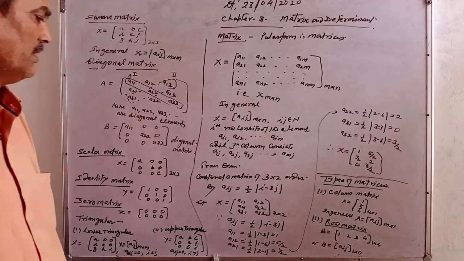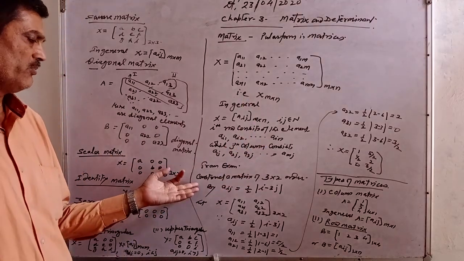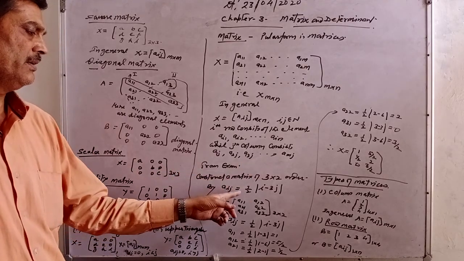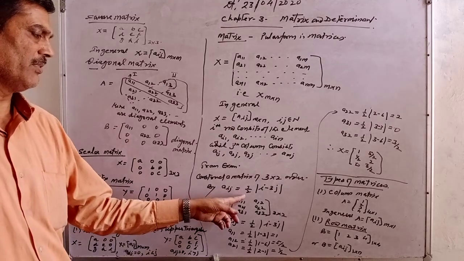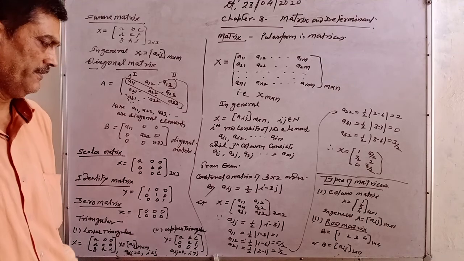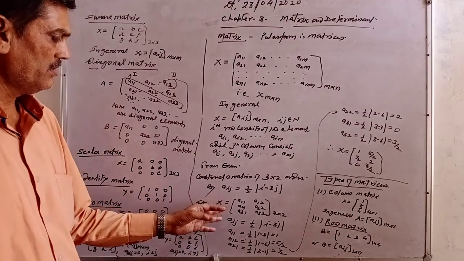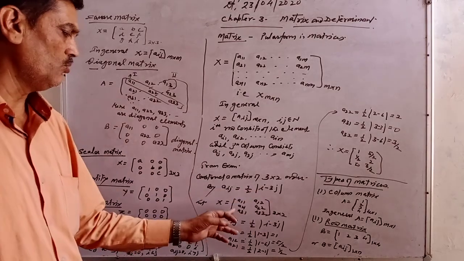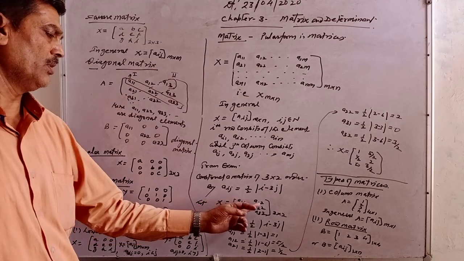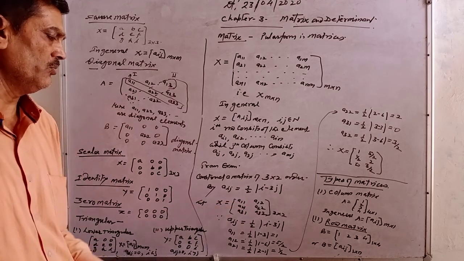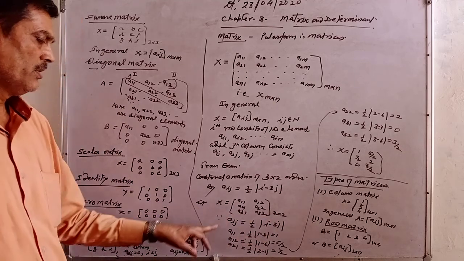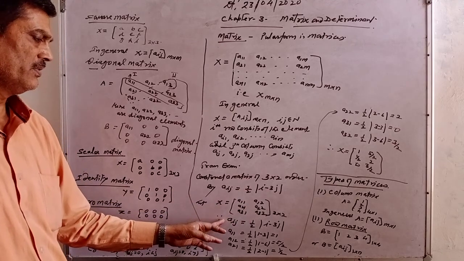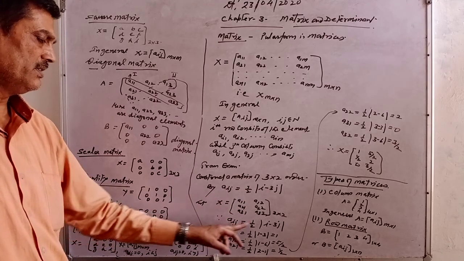The ith row consists of the elements ai1, ai2 up to ain, while the jth column consists of elements a1j, a2j and so on up to amj. For example, suppose we have to construct a matrix of 3 into 2 order whose elements aij are defined by this relation: 1 by 2 mod of i minus 3j. To find the elements, you can consider X is a matrix of 3 into 2 order whose elements are a11, a12, a21, a22, a31, a32. You can determine the value of these elements from this relation for aij.